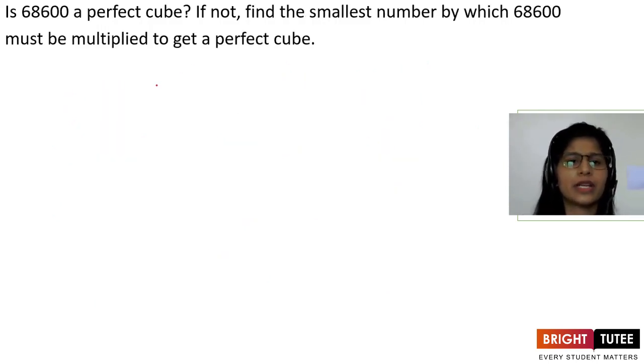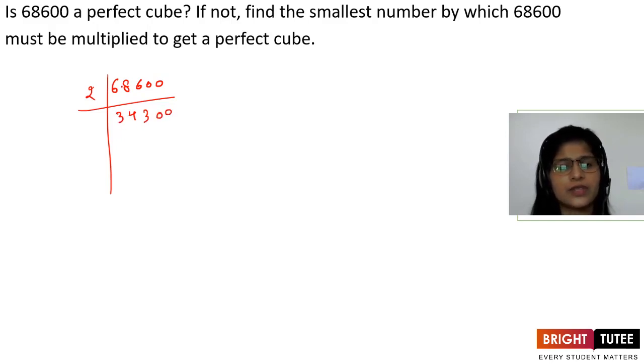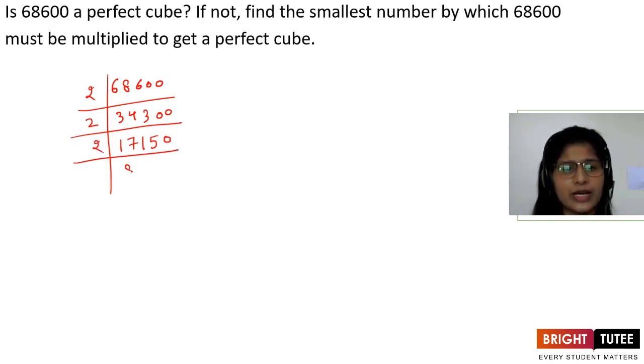Here is a number given and they're asking, is this a perfect cube? We are given 68,600. So divide it with 2. 2 3s are 6, 2 4s are 8, 2 3s are 6, 0, 0. Again with 2, 2 1s are 2, 2 7s are 14, 2 1s are 2, and then we are left with 1, 2 5s are 10, 0. Again with 2, 2 8s are 16, 2 5s are 10, then 1 is left, 2 sevens are 14 and 2 fives are 10.